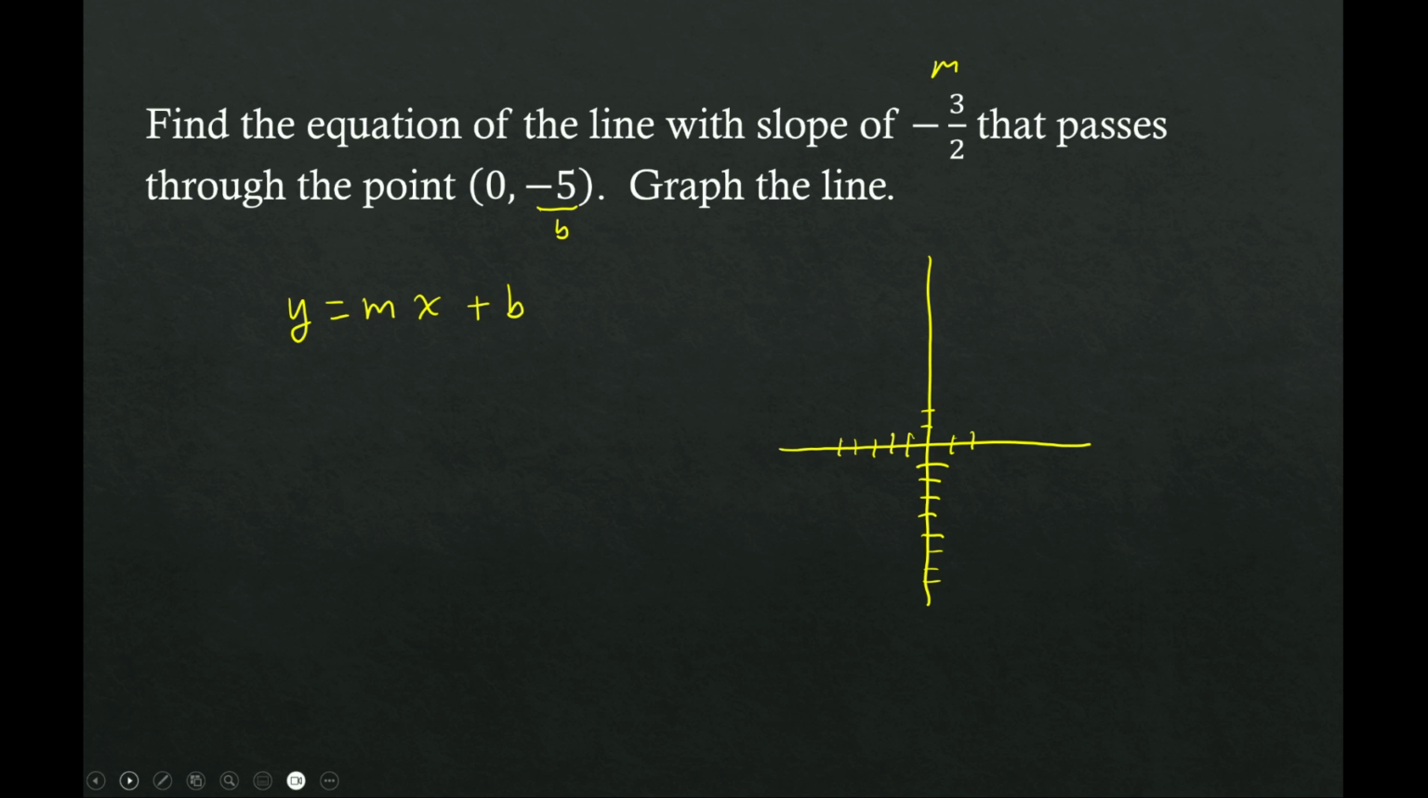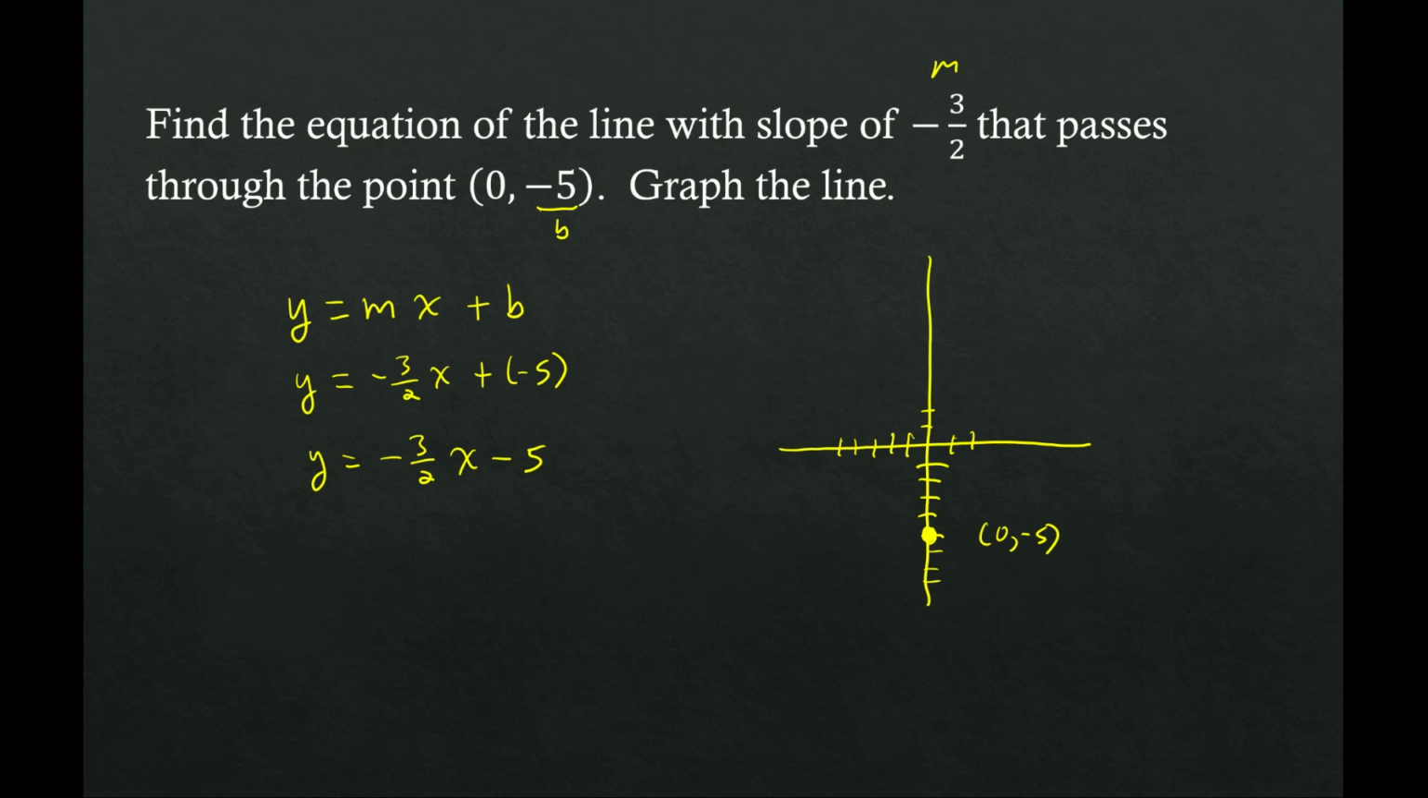So we want to find the equation of the line with a slope of -3/2 that passes through the point 0, -5. Our slope is -3/2, and then the b is going to be -5. So just simply plug those into the slope-intercept form. y equals m, which is -3/2 x, plus the b, which is -5. And so that'll end up giving us y equals -3/2 x minus 5. And so we can come over to our graph the y-intercept, 0, -5.